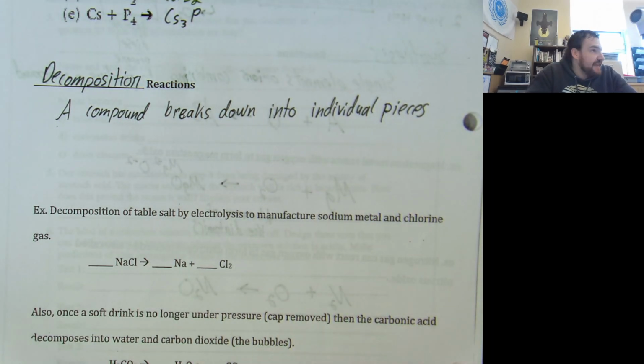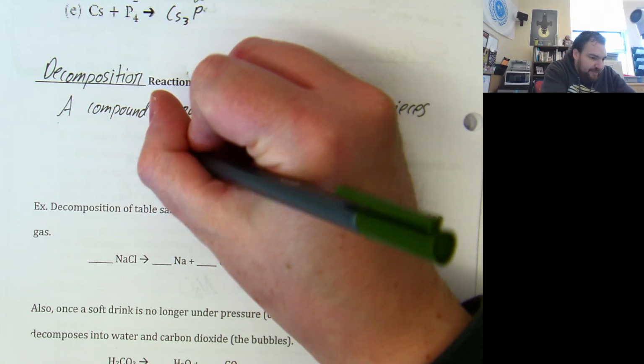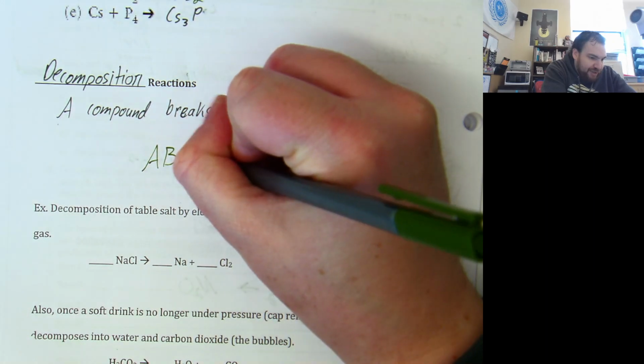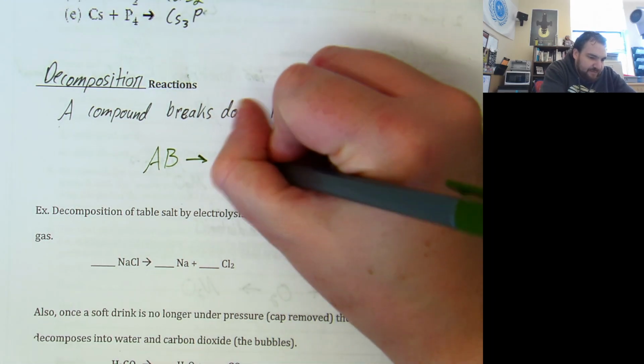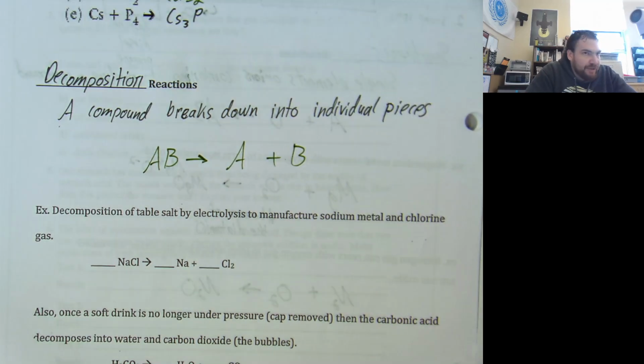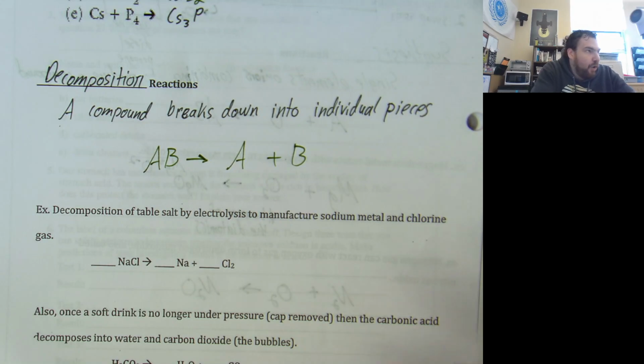So the general example that I can give you for this is compound AB. It's going to break down into what? It's not going to be AB. A plus B. Now, A and B don't have to be individual elements. They could be polyatomic ions. But to identify a decomposition reaction, you're looking for a single large compound breaking down into smaller bits.